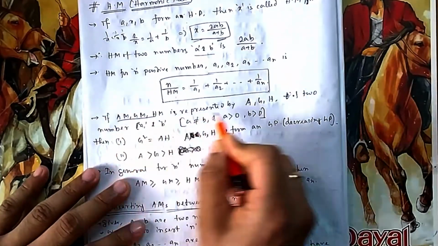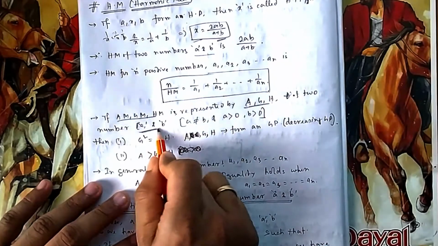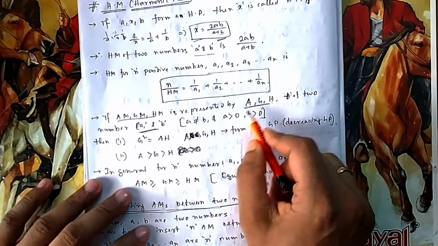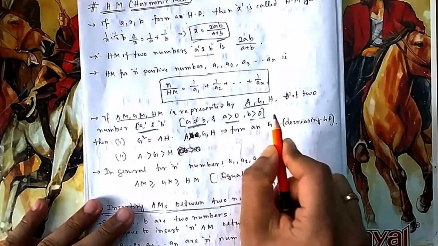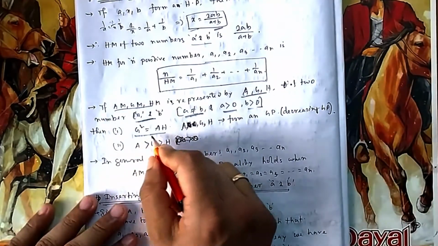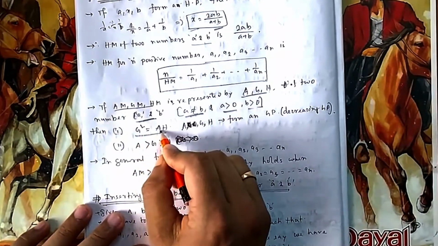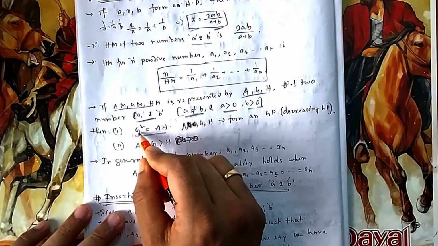AM, GM, HM, suppose I represent them in short form as A, G, H. Then for two numbers a and b, suppose a and b are not equal and both are positive. Then this is a very interesting thing, you can derive it also. I am not going into this one, easily it can be derived. G squared equals A times H. Let us apply G squared.